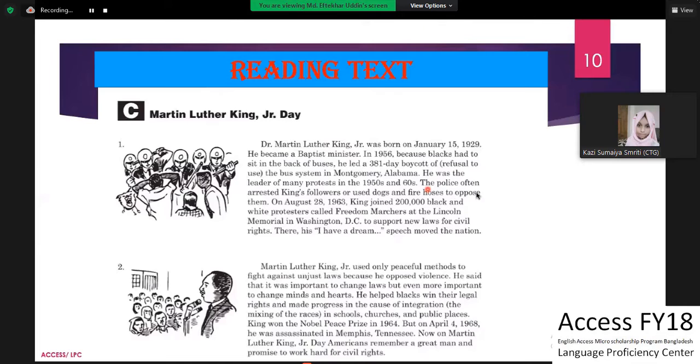The police often arrested King's followers or used dogs and fire hoses to oppose them. On August 28, 1963, King joined 2 million black and white protesters called Freedom Marchers at Lincoln Memorial in Washington, D.C. to support new laws for civil rights. There his speech moved the nation.